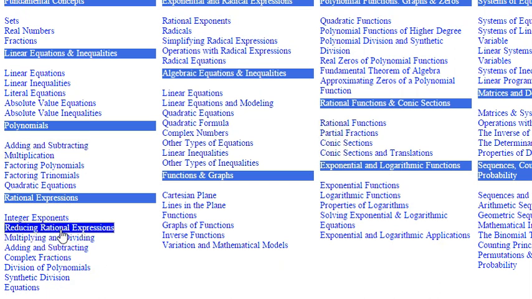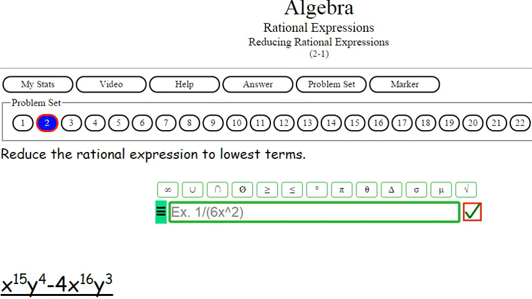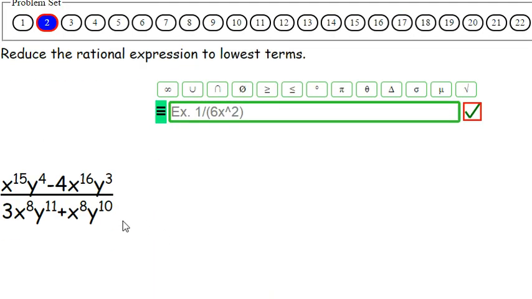Let's go down to reducing rational expressions. We're doing 2.1. Man, look at all that mess. What a mess. Okay, so hopefully... oh my god, I wrote x to the 12th down on my paper. Something is up with that.